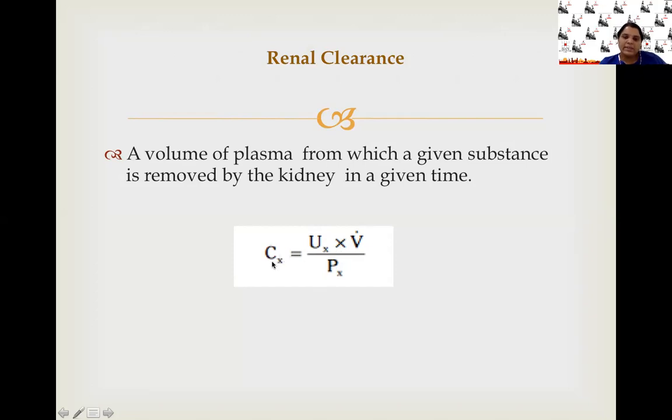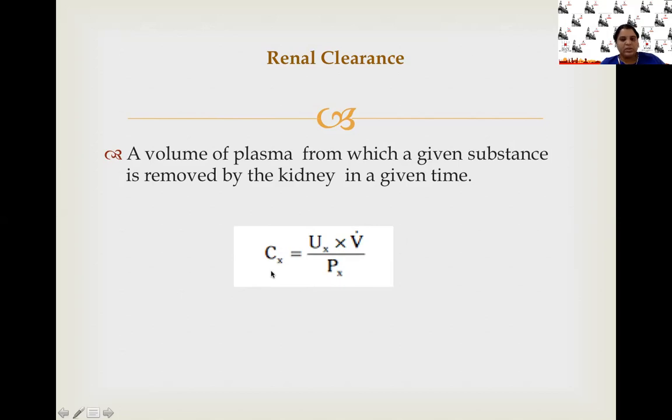Suppose X is the substance of interest and C is the clearance of the substance, where U is the urinary concentration of the substance X, P is the plasma concentration of the substance X, and V is the urine flow rate, and the final product is given in terms of milligrams per minute. The concentration of the substance in the urine and plasma and the urine flow rate will help you calculate the clearance of that substance.